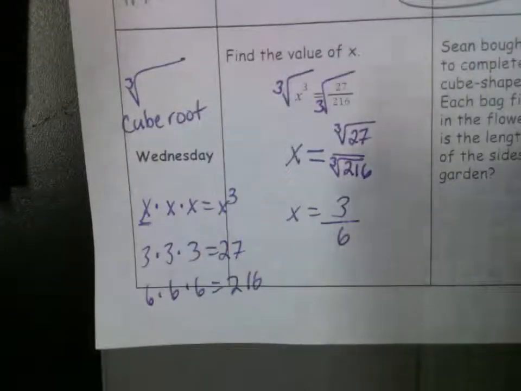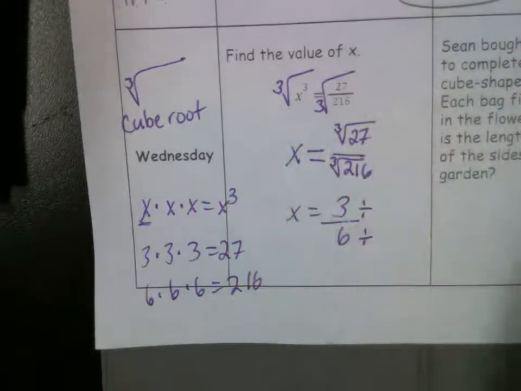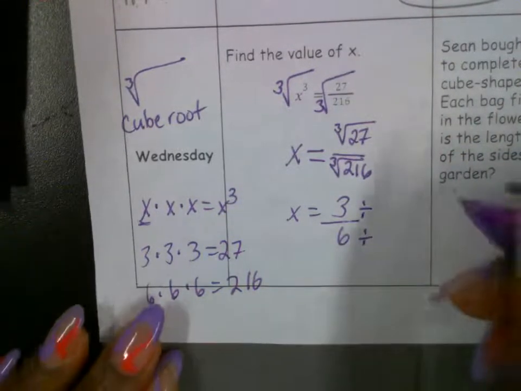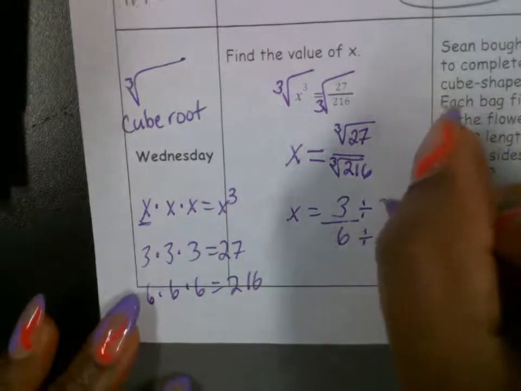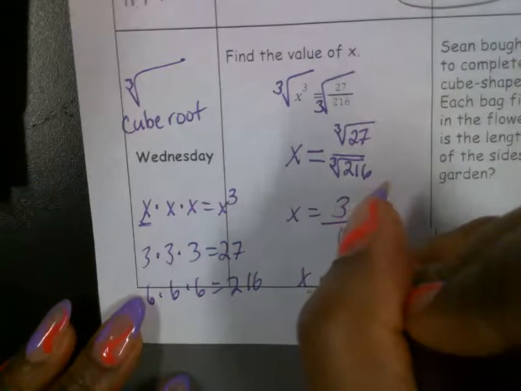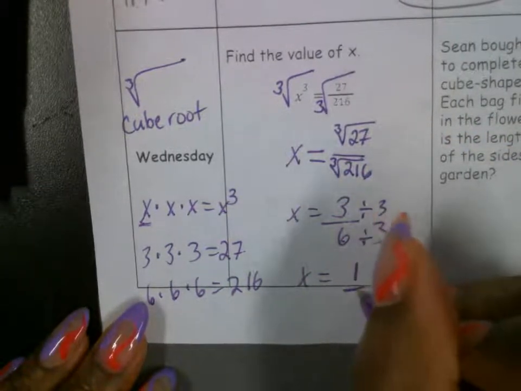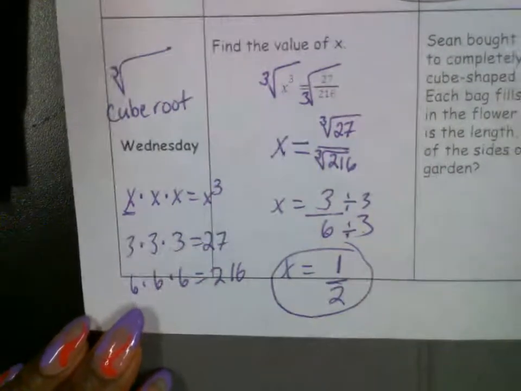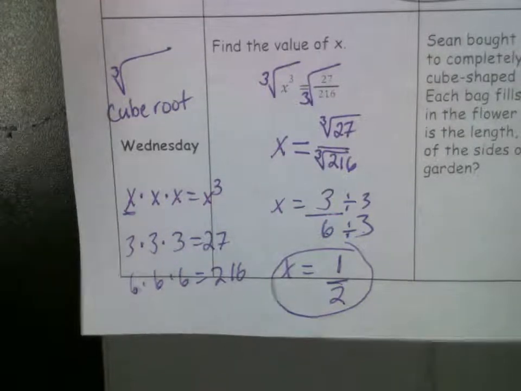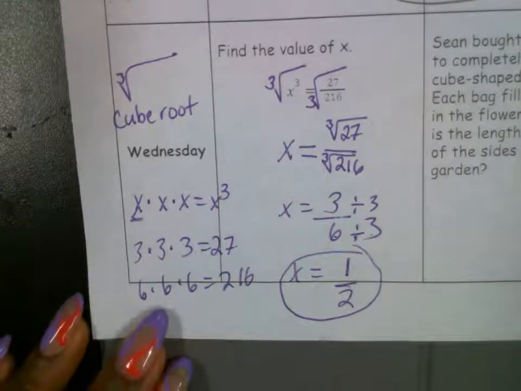All right. Now let's reduce this. How do we reduce it? What one number will go into both numbers besides 1? That's not going to change anything. 3. Okay. What's 3 divided by 3? 1. What's 6 divided by 3? 2. So this is our answer reduced. I'm going to pause to give you a chance to write.